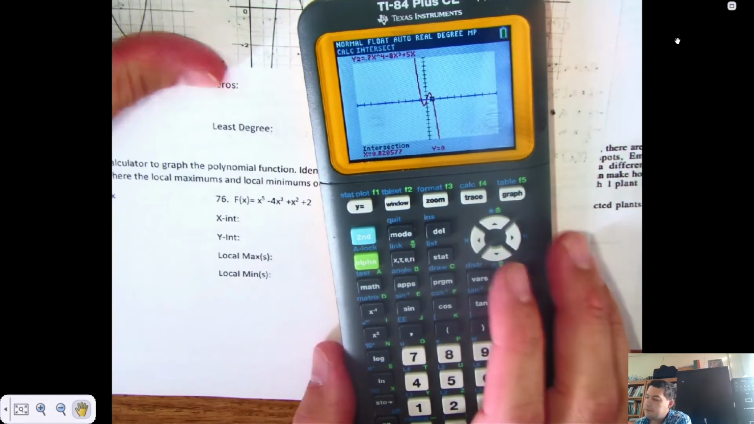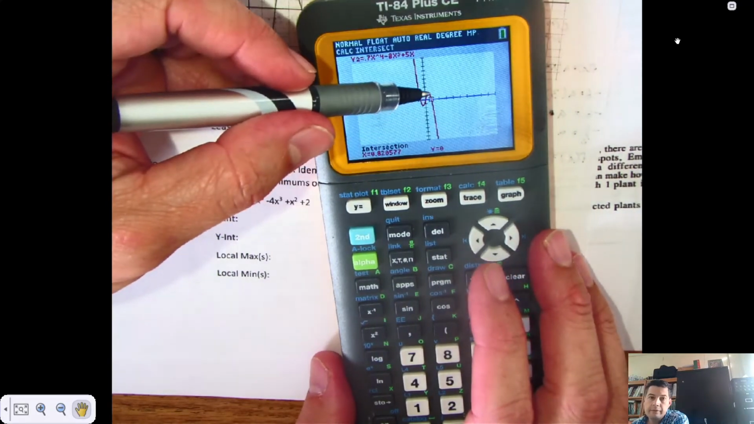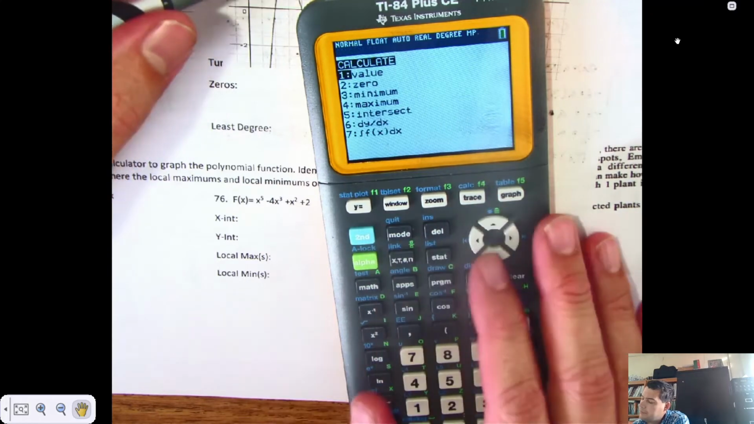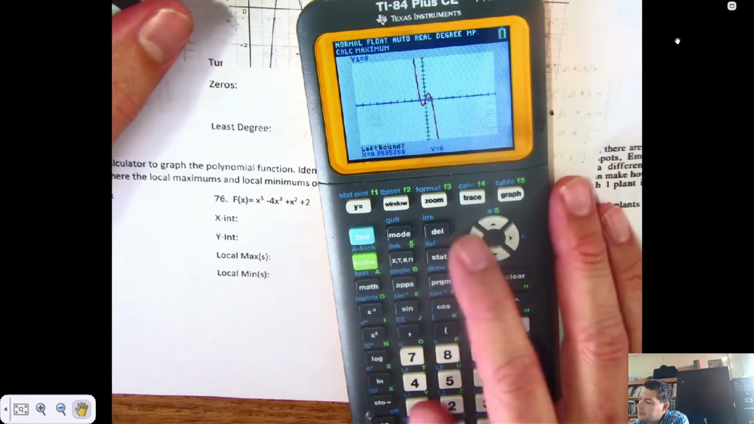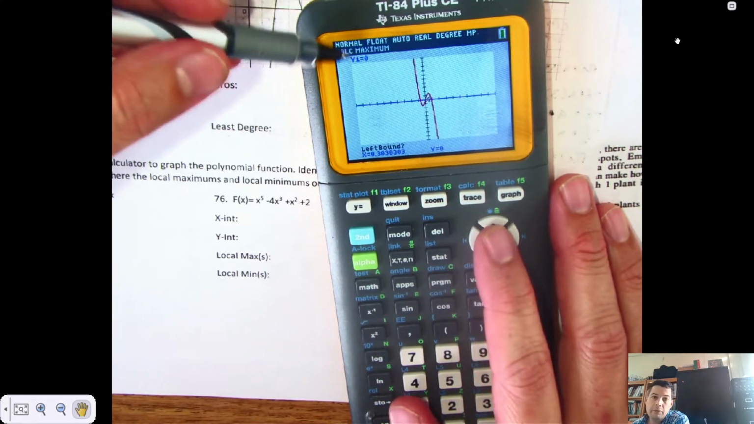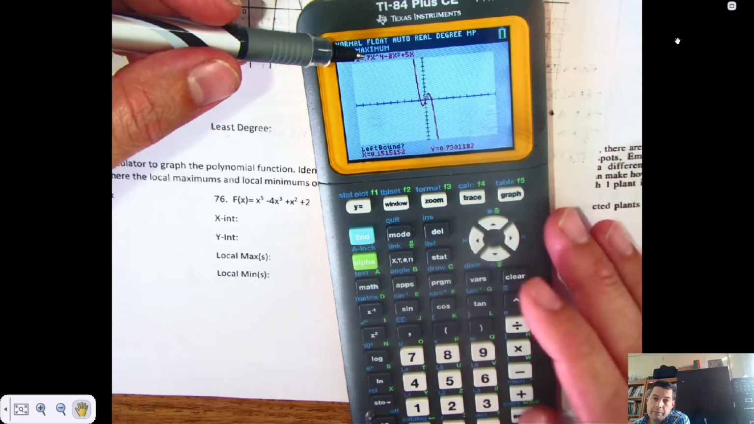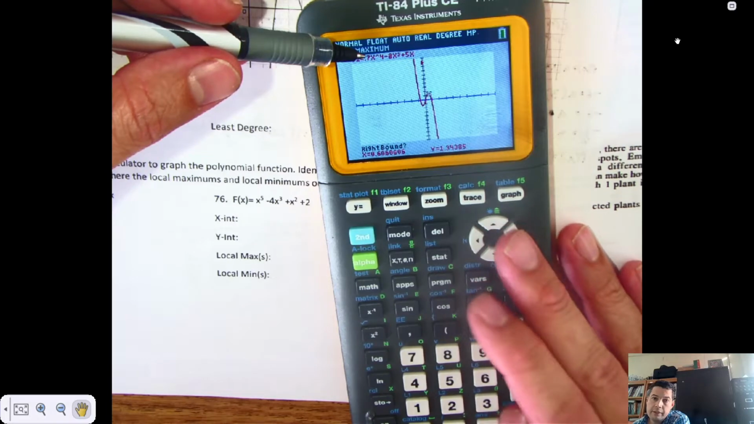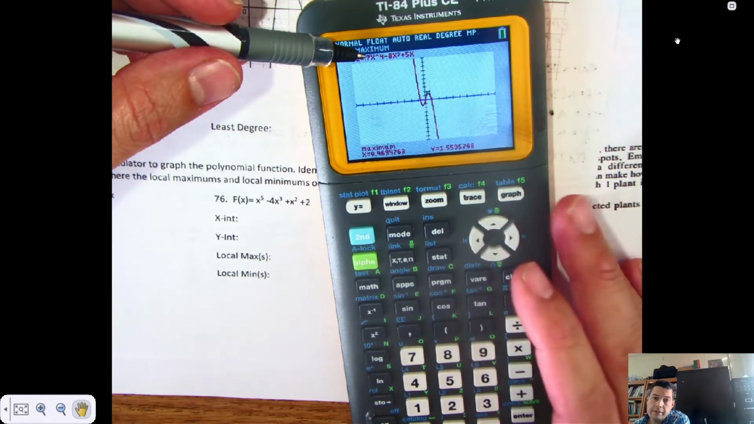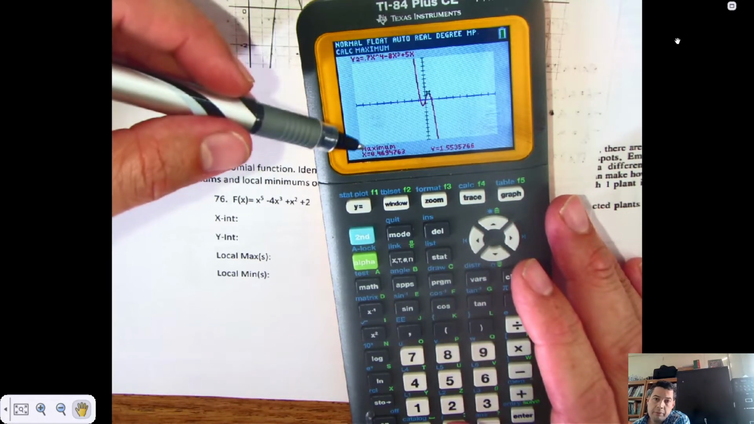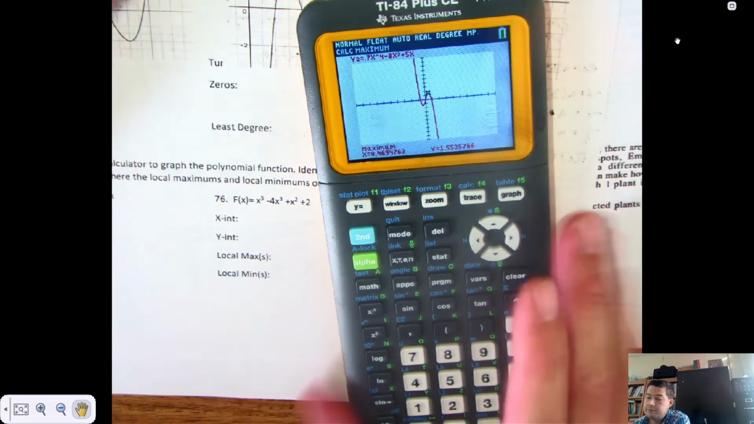Local maximums, that'd be that dude right there. Second trace 4 for max. Oh, notice I'm up in y1. I actually have to press the down arrow to get into y2. I get left, I press enter. I get right, I press enter, and I guess. It's at roughly 0.47, 1.55.